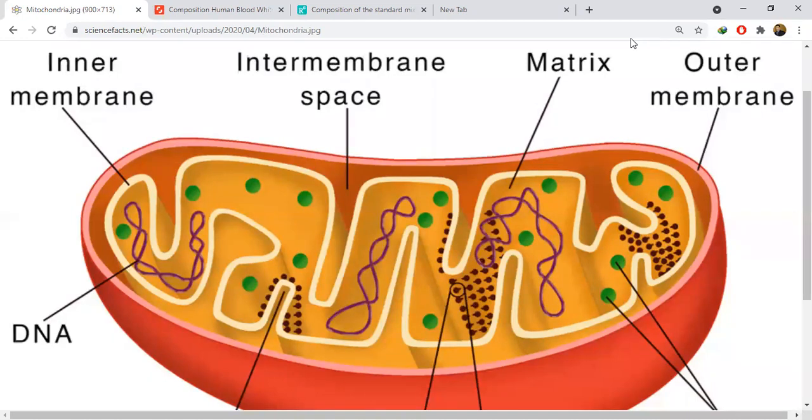When you don't see the free ends, how is it going this way? It moves this way and finally finishes here. DNA is closing. So what kind of DNA is present inside the mitochondria? Mitochondria has circular DNA.